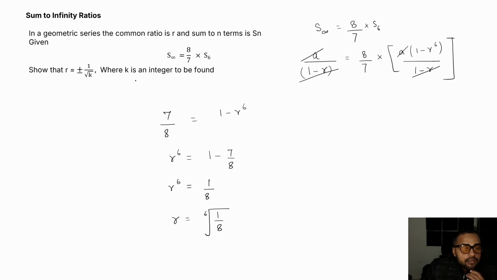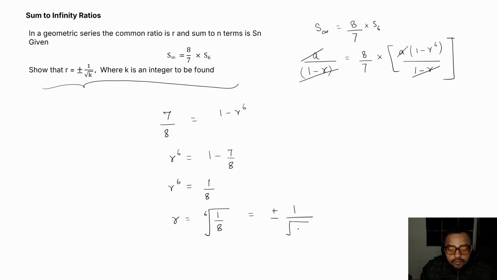So we can say here that k is an integer to be found, so that r is equal to plus minus 1 by root k. Since this is an even number, this is the 6th root, so obviously it will be plus minus 1 by root k. So we have already found the values, students. Plus minus, we will write it here. So it is the 6th root of 8. So this is our solution for this question.